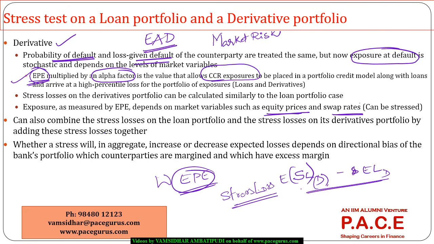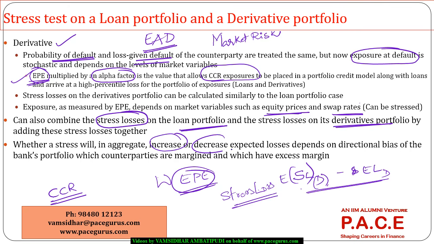So when I am treating CCR as a part of both credit risk as well as market risk, I can very well combine the stress losses that are coming from the loan portfolio as well as from the derivatives portfolio. I am trying to look at a combined picture by adding all these stress losses together. Right?